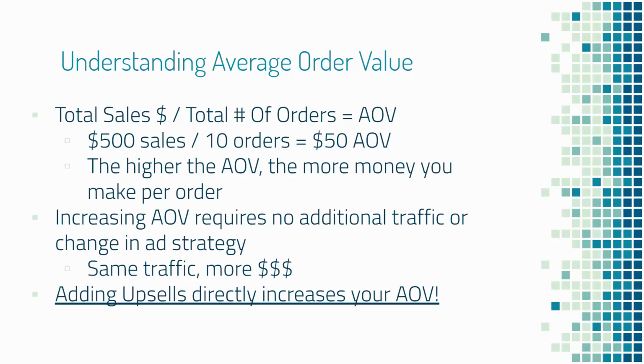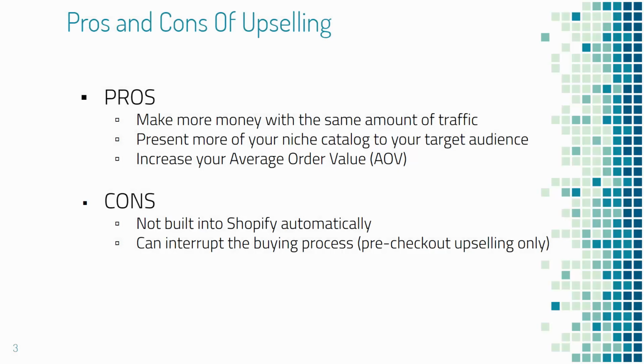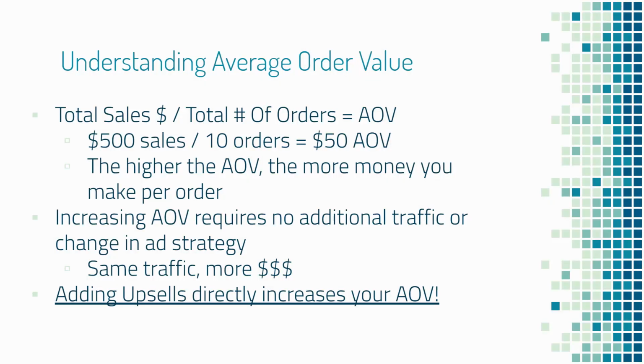So let's talk a little bit about average order value, and that's a very important concept. I mentioned it over here, increasing your average order value. This is why, in terms of the math, the numbers, the finances, the money in your pocket, you want to upsell. Average order value is simply the total sales amount in dollars divided by the number of orders. So let's imagine you've had $500 in sales and 10 orders. 500 divided by 10, that's a $50 AOV. And obviously you want a higher number. The higher the average order value, the more money you make per order.